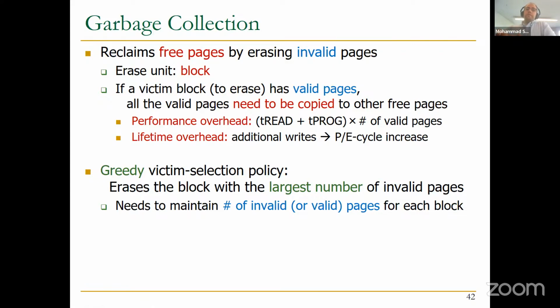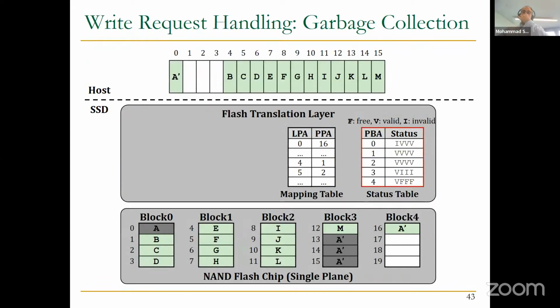In order to implement this greedy victim selection policy, we need to maintain the number of invalid or valid pages for each block. For that, we have a status table in the flash translation layer, where per physical block address, we keep the status.